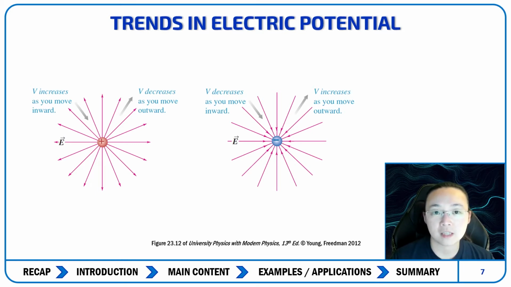So that makes sense. If you have a positive test charge and you're moving it towards a negative charge, then the potential is going to decrease as you move inwards, because it's something that should happen. And then the potential will increase as you move outwards. Essentially, if you place a test charge within an electric field, it is going to want to move to an area of lower potential energy always.